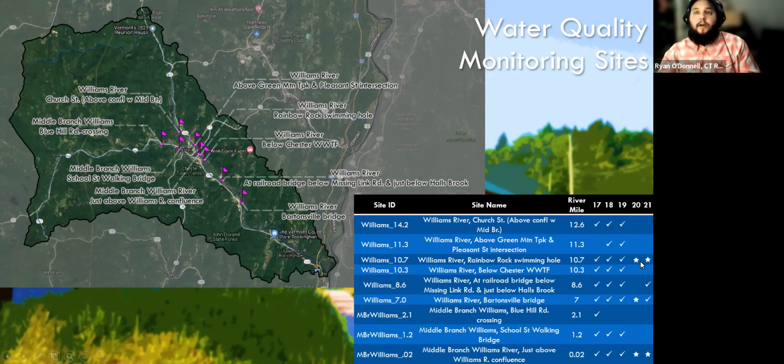And then if there's a star, in 2020, the program that tests for nitrogen and phosphorus was canceled due to COVID. So we did just E. coli at sites of recreational interest. And then in 21, the program restarted, but much fewer sites were selected to participate. So we had this past summer 2 kind of bacteria sites and 2 sites that did all bacteria plus nitrogen and phosphorus.